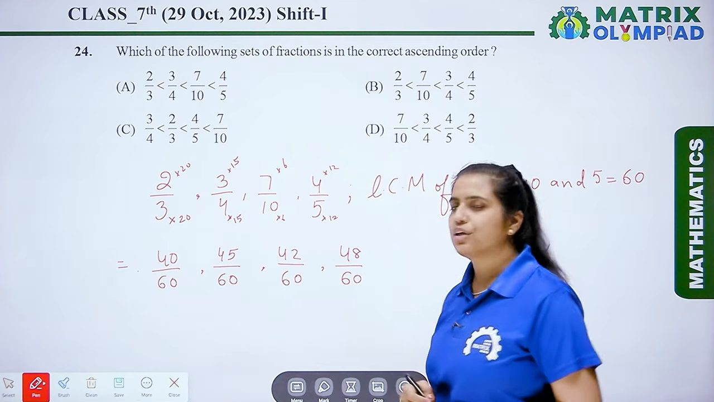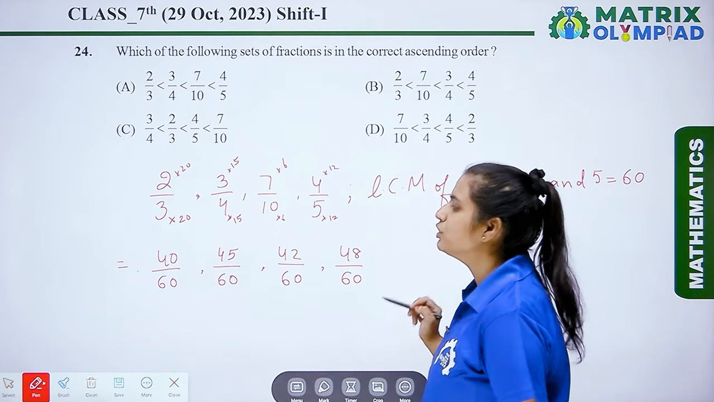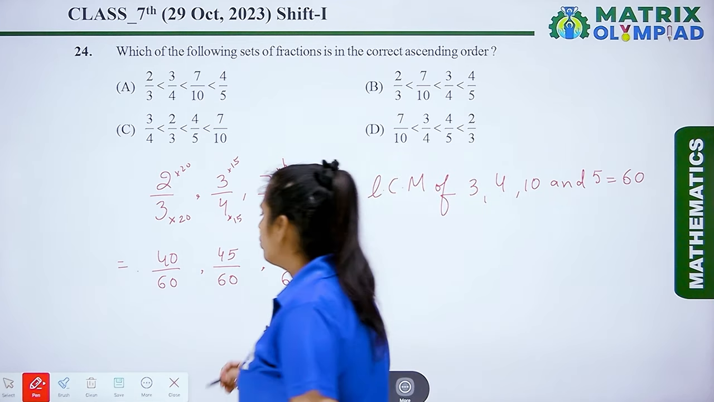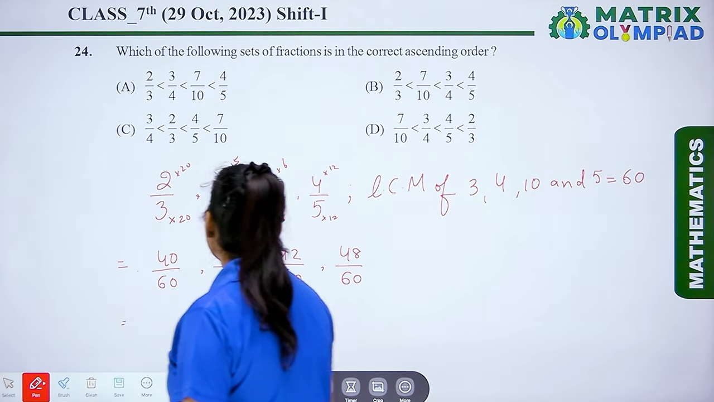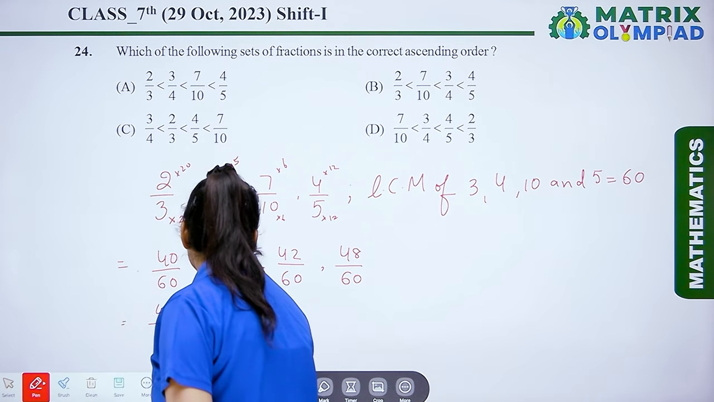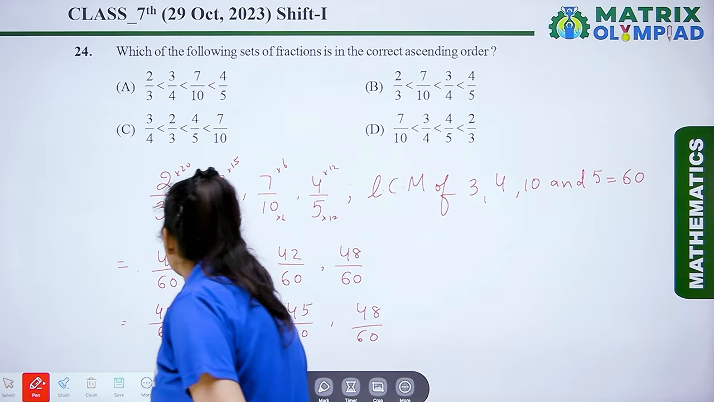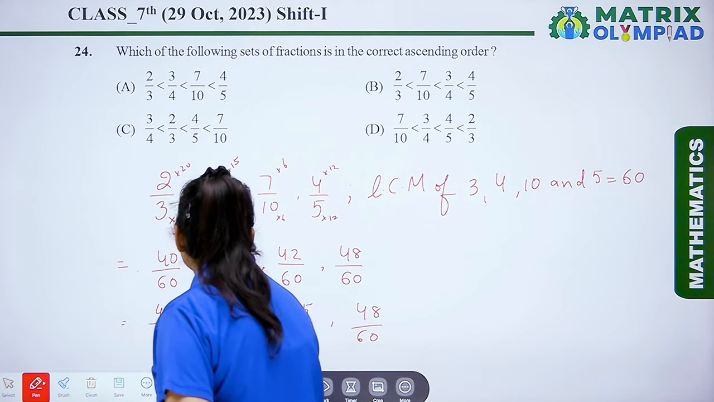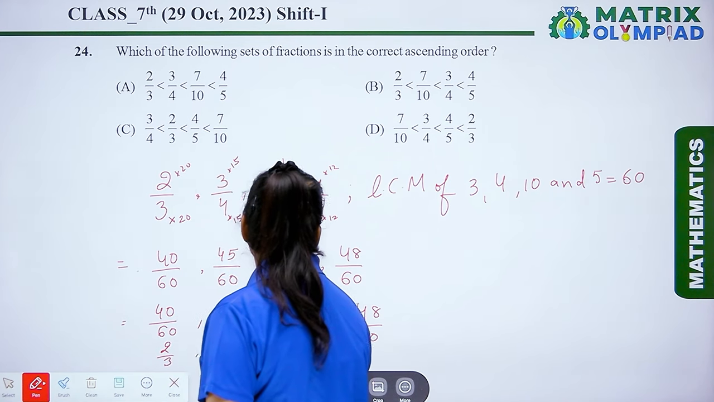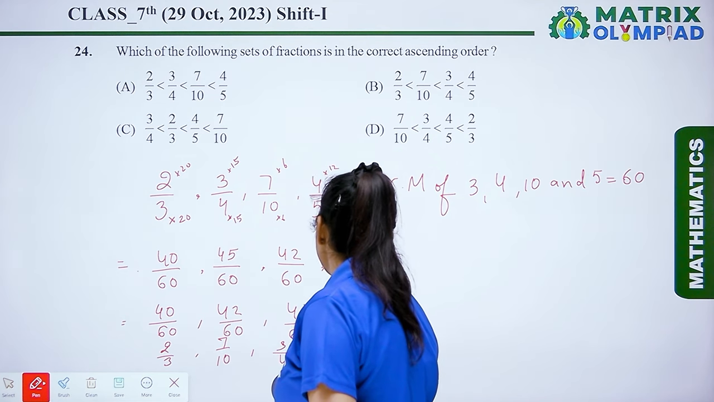So after converting them into like fractions, we get 40 upon 60, 45 upon 60, 42 upon 60, 48 upon 60. Now it is easy to arrange them from smallest to greatest one. Now let's start. The correct order is 2 upon 3, 7 upon 10, 3 upon 4 and the last one is 4 by 5.